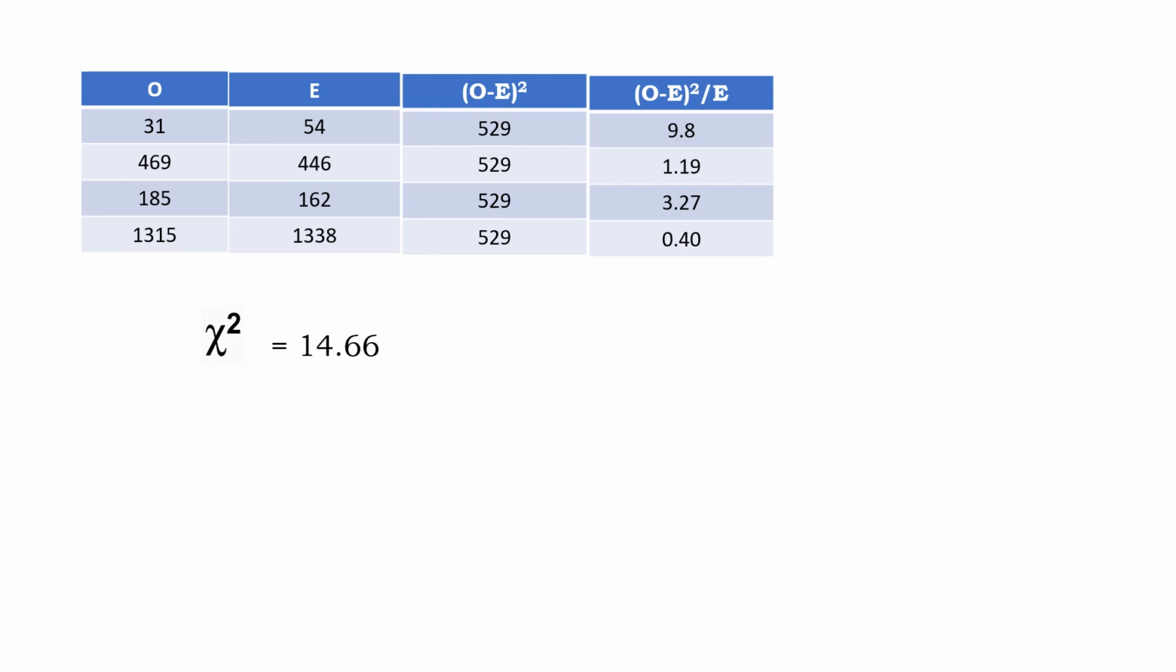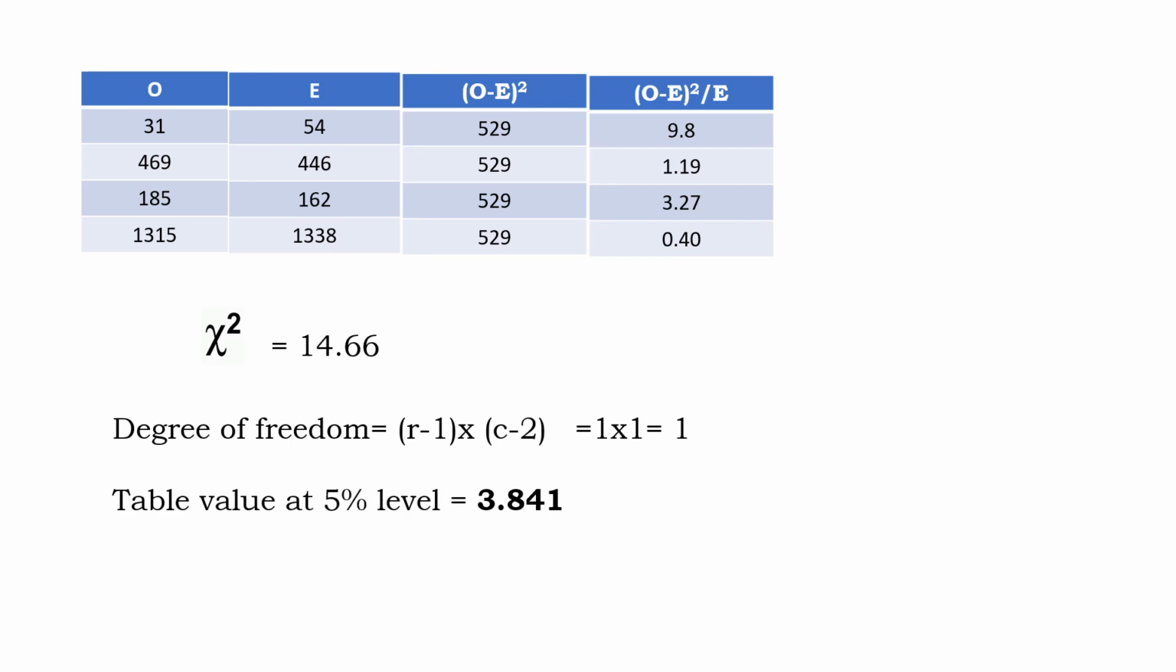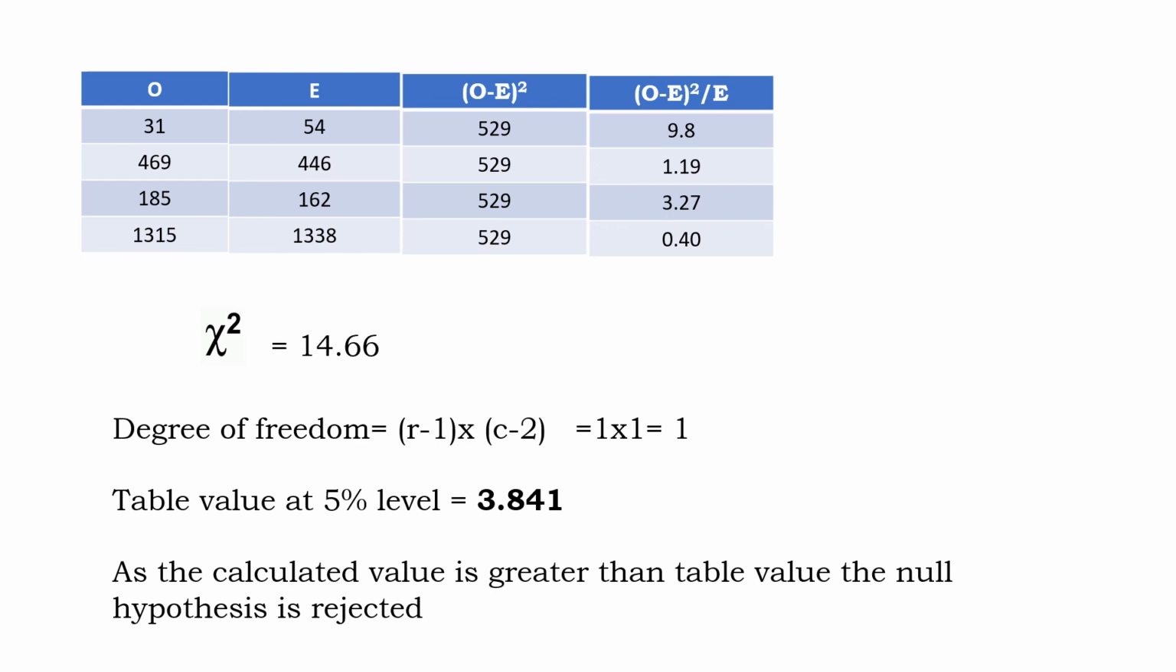Once you get the test statistic, the next step is to find the degrees of freedom. The degrees of freedom here is (r minus 1) into (c minus 1), and that is 1. And the next step is to find the table value. The table value for 1 degree of freedom at 5% level of significance is 3.841 as per the table. Now compare the calculated value of 14.66 and the table value of 3.841. As the calculated value is higher than the table value, you have to reject the null hypothesis.